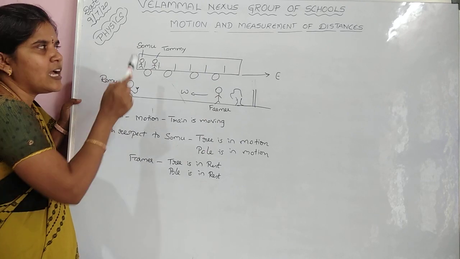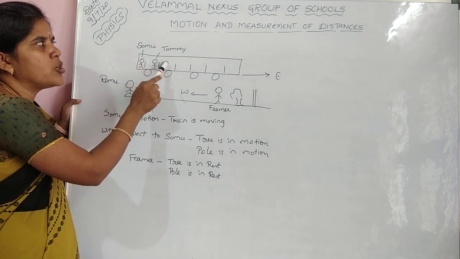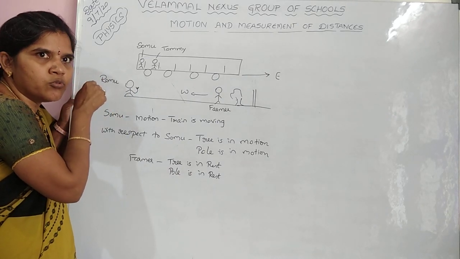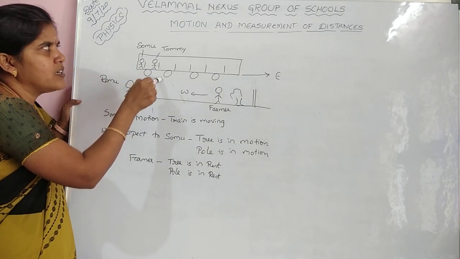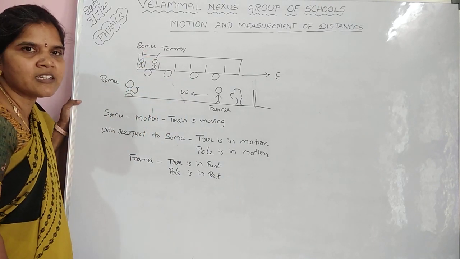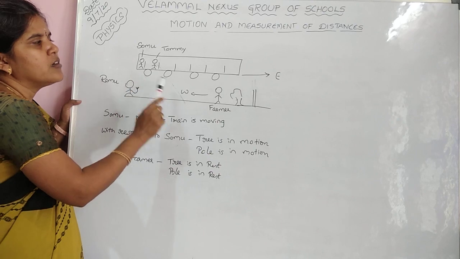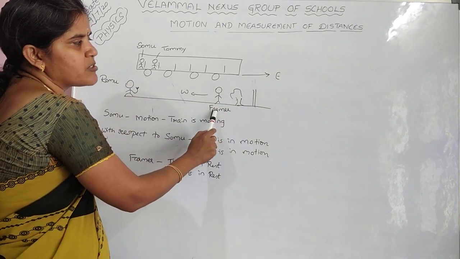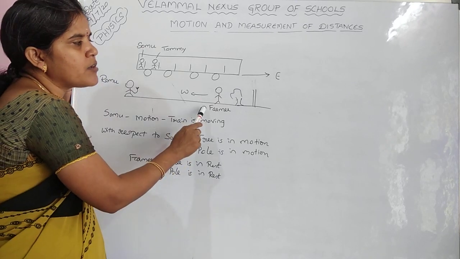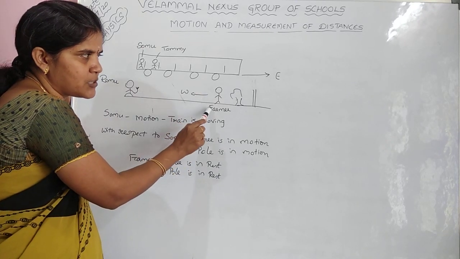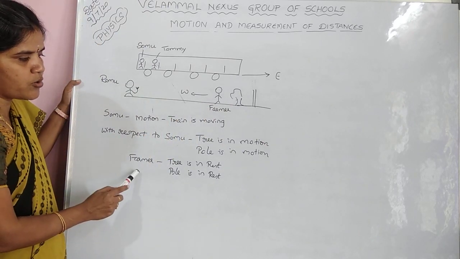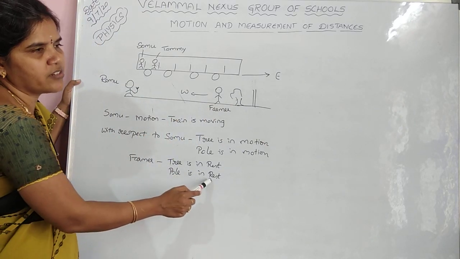Ramu feels that along with the train, Somu and Tommy are moving. So I repeat, with respect to Ramu, when the train is moving, Somu and Tommy are in motion. Is it clear? Now, as they are moving, they are seeing a farmer standing beside a tree, and a pole is present. The farmer feels that, with respect to the farmer, the tree and pole are in rest position. With respect to the farmer, the tree is in rest, the pole is in rest.